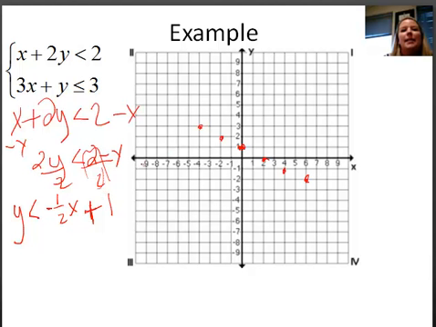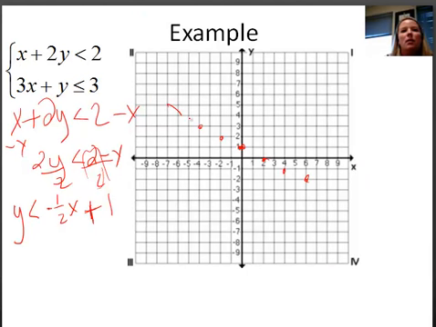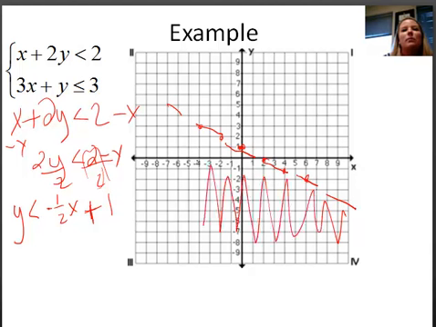Now because it's less than, I'm going to do a dotted line. So I'm going to draw it like this. Ooh, I shouldn't have put, sorry. Go back. It's going to be dotted like this. Okay? And yeah, it's pretty awful because of my pen. And then it's less than, so I'm going to shade to the less than arrow, so all of this would be shaded in.